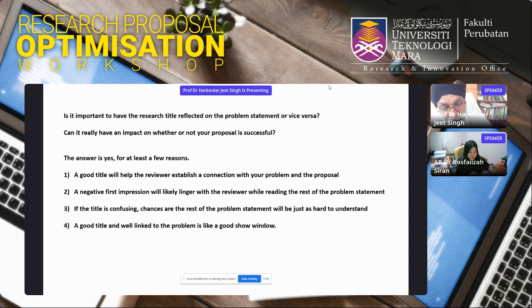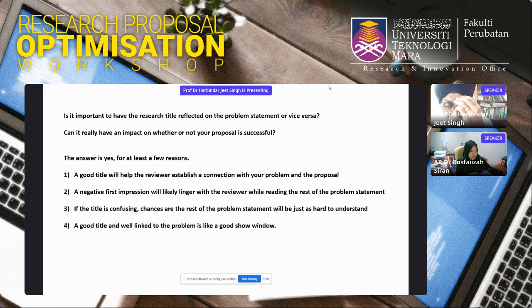Your title has to reflect the problem clearly. A good title has to be there. And of course, the title should not be confusing as well. If it's too convoluted and not very clear, it will not reflect the problem very well, and the reviewer might have a different impression altogether even before he starts to read your problem statement. So a good title is usually one that is well linked to the problem. And as I mentioned just now with the executive summary, a good title is also a good show window.